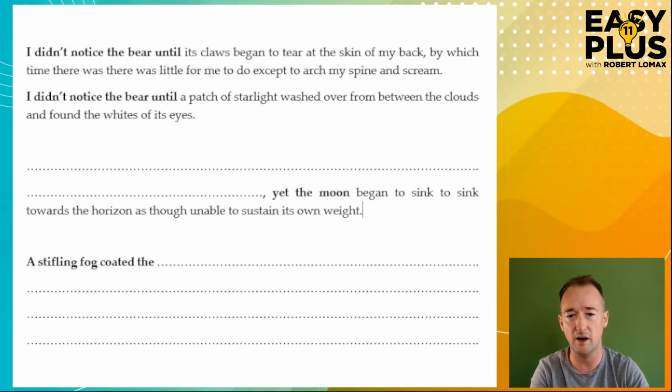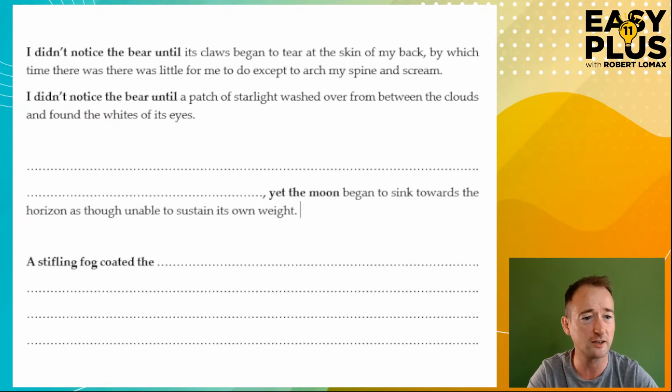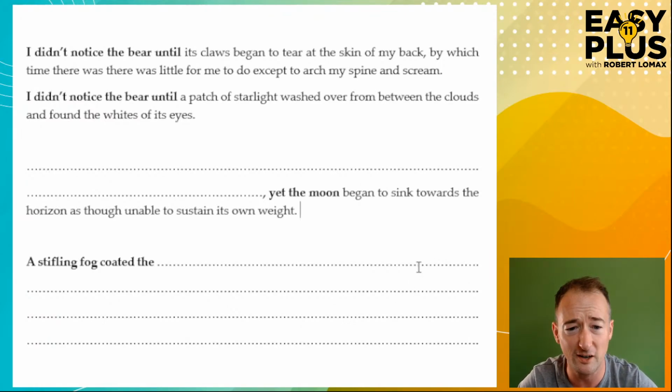Okay, I finished this, but I haven't started it. So, began to sink. The moon began to sink towards the horizon as though unable to sustain its own weight. Right, now let's think about the first half of the sentence. I don't want the moon to set. I want it to stay up there.